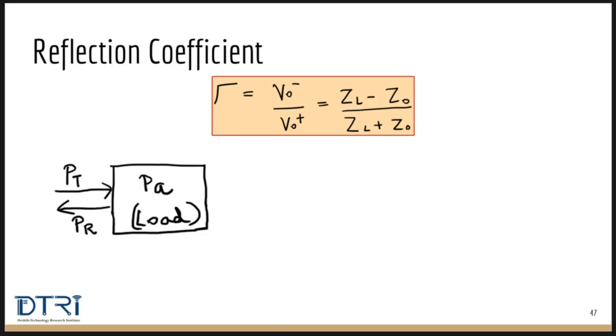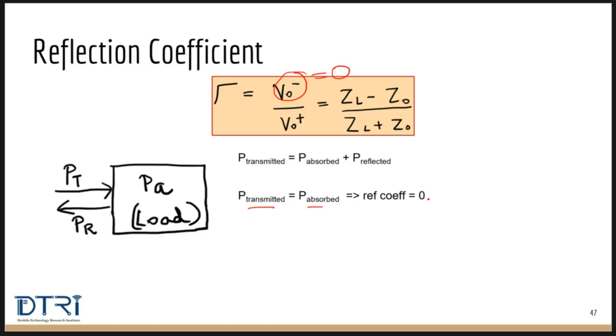Based on our earlier understanding about maximum power transfer concept, we want all the transmitted power to be absorbed by the load and none to be reflected towards the source. So in this equation, V naught minus is the reflected voltage, and ideally we want this voltage to be 0. If this is 0, that means there is no reflection. So what happens to this equation? In that case, P transmitted is equal to P absorbed, which means the reflection coefficient gamma is equal to 0. So if V naught minus is 0, then reflection coefficient is 0, and this implies a perfectly matched system. And this is where the maximum power transfer happens.